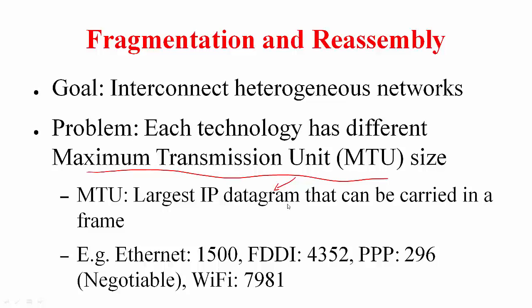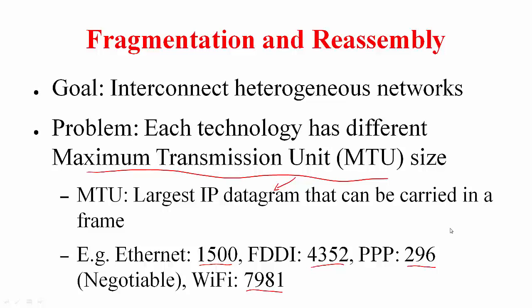So for example, for Ethernet, the MTU is 1500. For FDDI, which is the token ring type of system, it is 4352. For PPP, which is the point-to-point link protocol, you have 296. In fact, this is a negotiable value between the sender and the receiver. For Wi-Fi, which is the wireless standard, this is 7981.